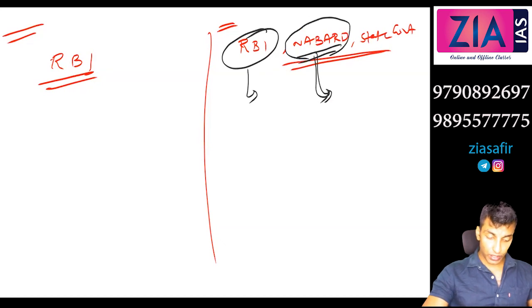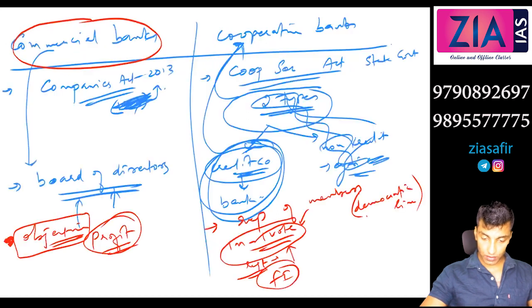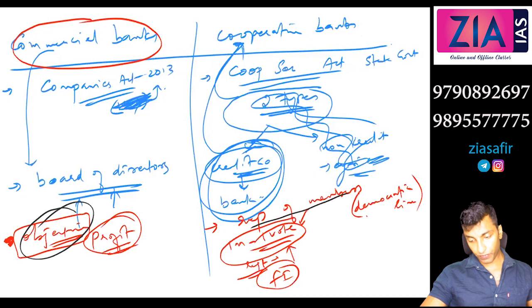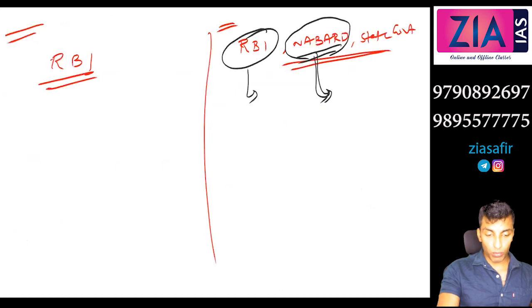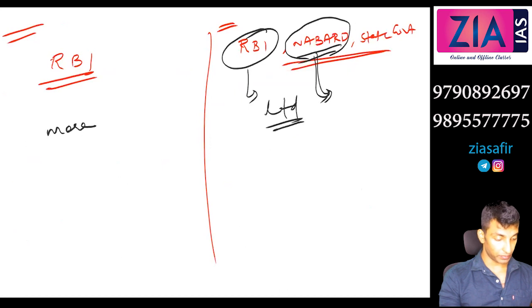So management we have discussed, objective we have discussed, regulator we have discussed. What else is there to discuss? Now what about value added services? It will be more here, more value added services. Value added services means checkbook, ATMs, internet banking, etc. That will be more here, and it will be limited there.